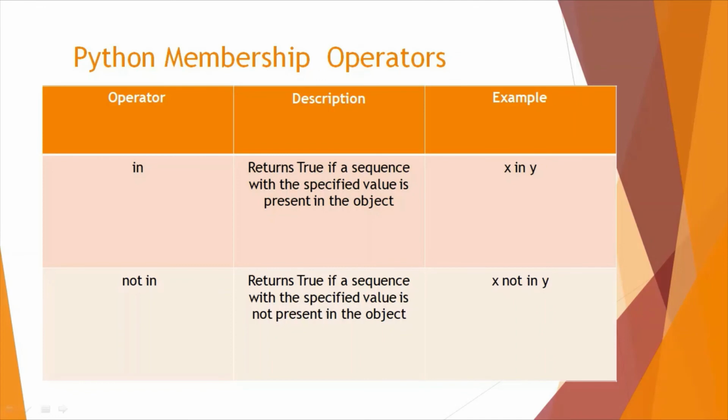So here we have the Python membership operators. Operator name is in, and it returns true if a sequence with a specified value is present in the object. Like we will check if x is present in y, and if this x is present in y, then it will return true. Similarly, for the not in operator, it returns true if a sequence with a specified value is not present in the object. Like if x is not present in y, only then it will return true. Else if x is present in y, it will return false. So let's try them out in our PyCharm.